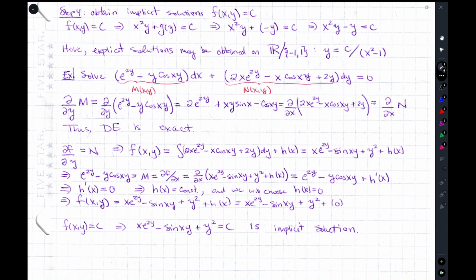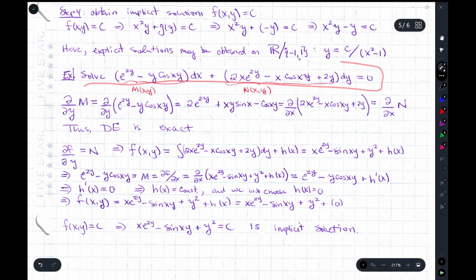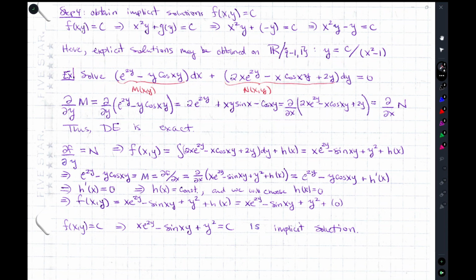Let's look at another example. So we want to solve this. We're going to do it using exact equations. If our equation is indeed exact, we always have to check. So we take the partial derivative of M with respect to y, we get 2e^(2y), and then we have to use the product rule here because we get a y over here, and we treat x as a constant when we take derivatives with respect to y, of course, for partial derivatives.